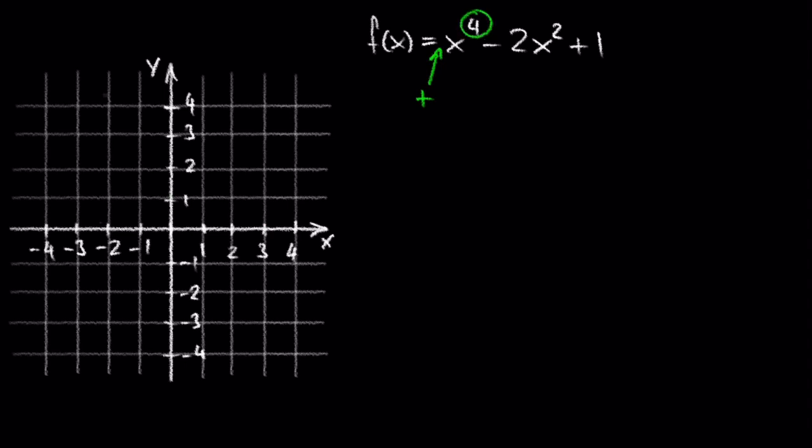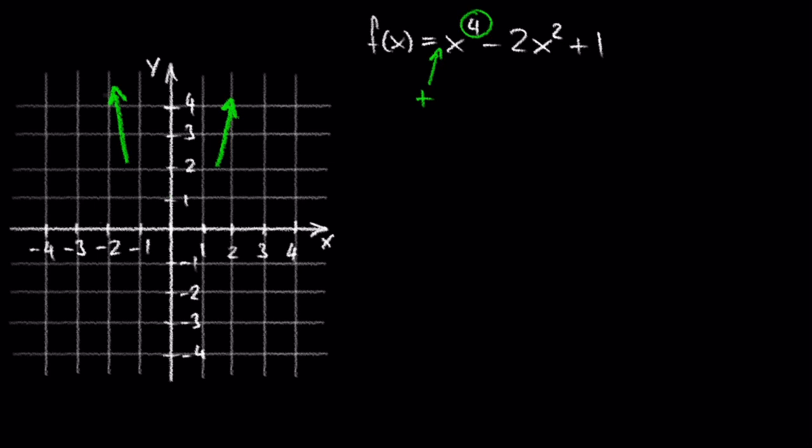Recall that an even degree tells us that the graph has the same behavior at each end. This information and the knowledge that the sign of the leading coefficient is positive tells us that the graph rises to the left and rises to the right.